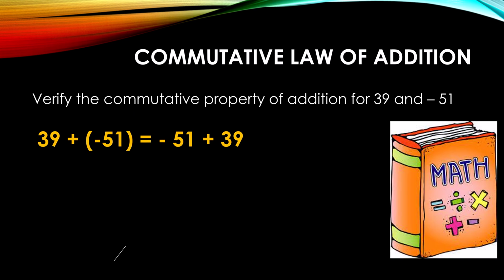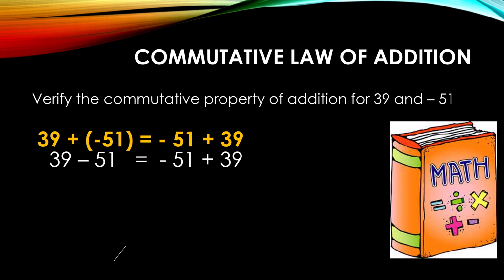Now take another example. Verify the commutative property of addition for 39 and negative 51. Here one number is positive and the other number is negative. Now we have to write them in such a way that a plus b is equal to b plus a. For example, a is 39, b is negative 51. So b is negative 51 plus a is 39. The order of the numbers does not affect the answer on both sides of the equality sign.